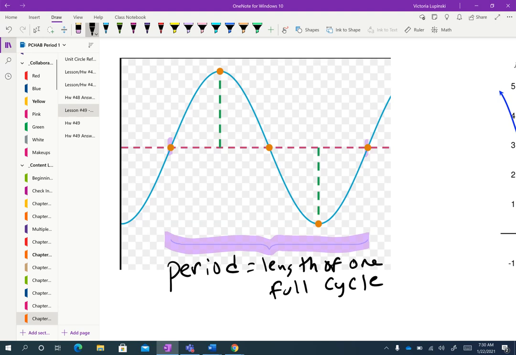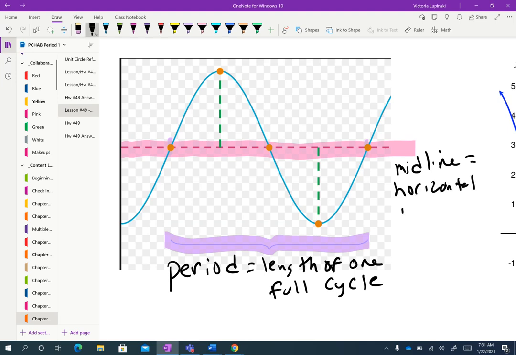Then notice you have this pink dotted line that runs through the middle of the graph. And by middle, I mean the middle of the y values. We are going to call that the midline. And this is basically the line, let's say the horizontal line, that cuts the y values in half.